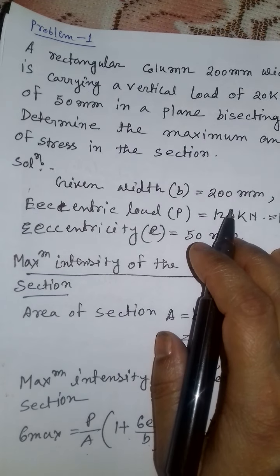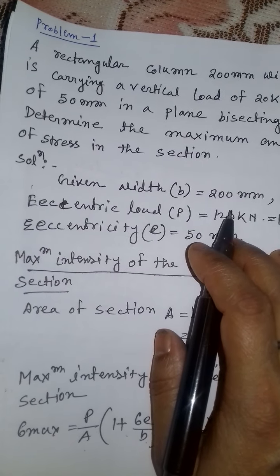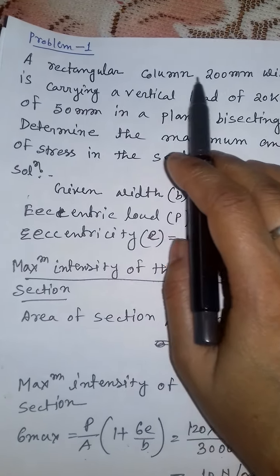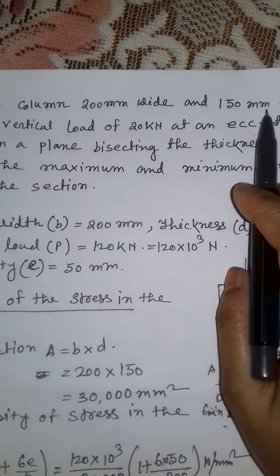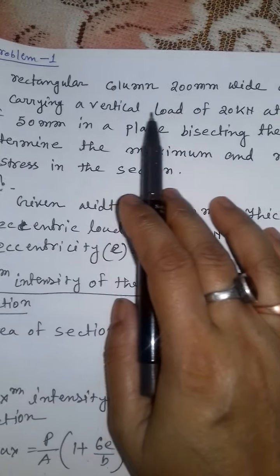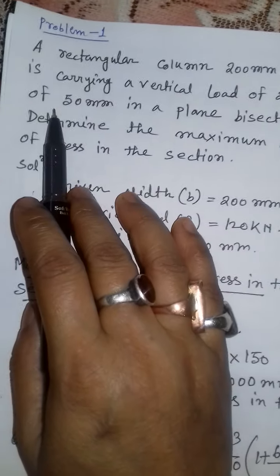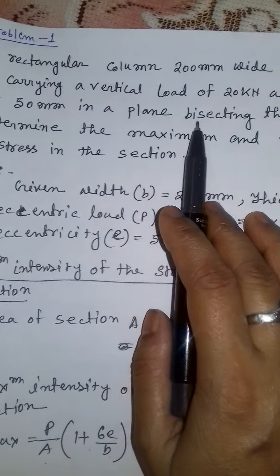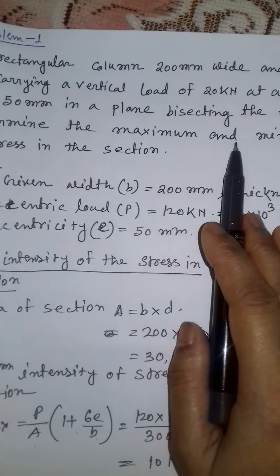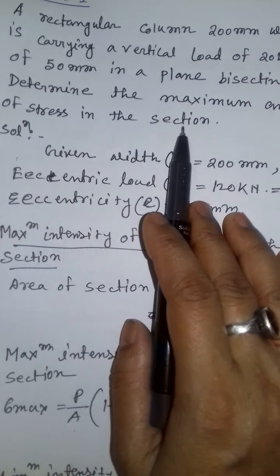Student, in this video I am showing how to find the maximum and minimum stress of a section. Let's see the problem. A rectangular column 200 mm wide and 150 mm thick is carrying a vertical load of 20 kN at an eccentricity of 50 mm in a plane bisecting the thickness. Determine the maximum and minimum intensities of stress in the section.